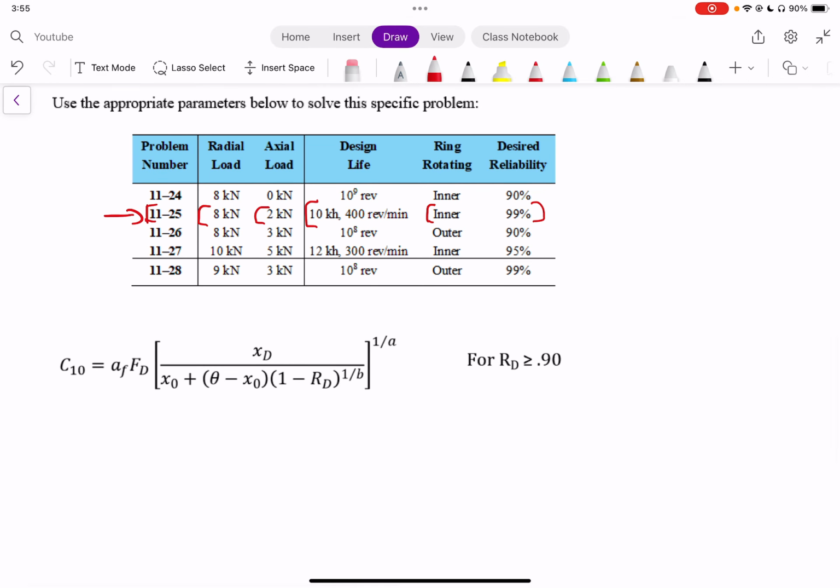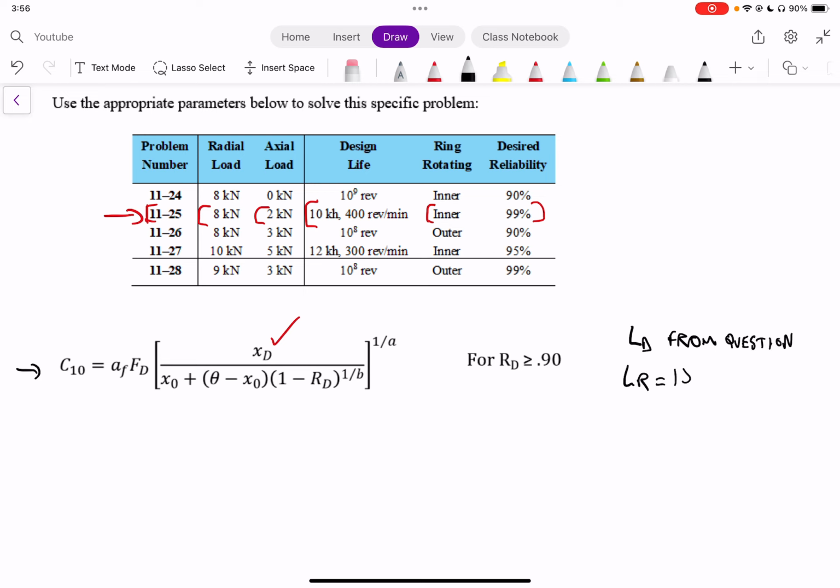First things first, I'm going to write down the equation for C10 is equal to AF FD, and I've copied over this equation so you can write it down if you want to. Some of the things I want to go through are the knowns and unknowns within our system. Some things we already know based on the problem: we know XD because we know LD and we know LR. We haven't calculated LD yet, but we know that we have LD from the question. Then we can also say that we have LR.